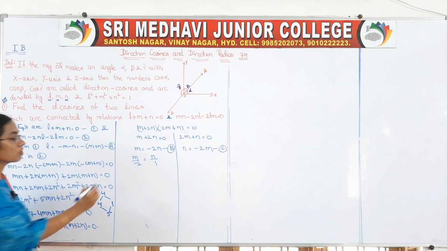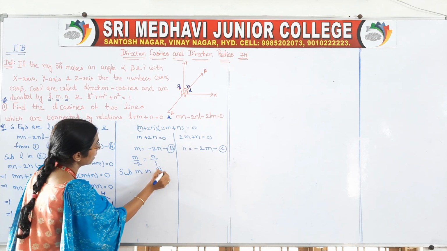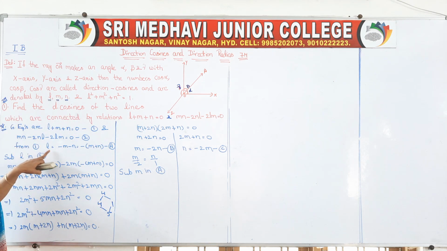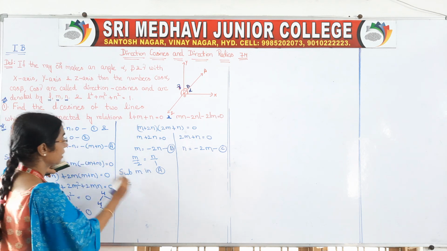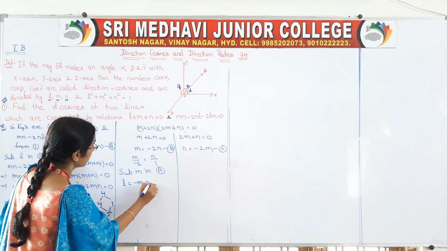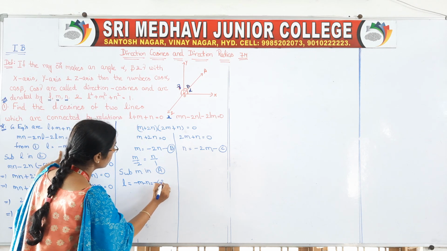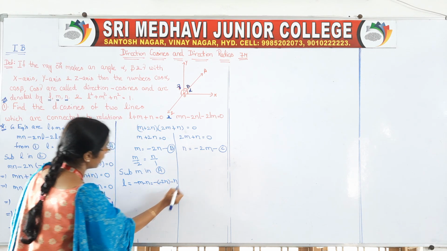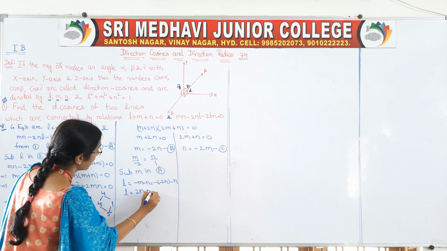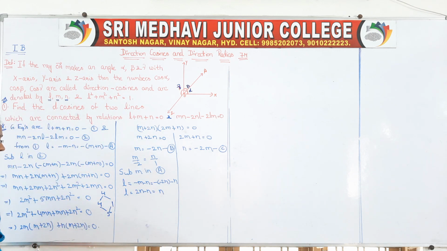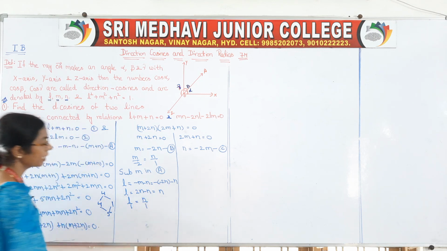Okay, so now substitute your m value in a. What happens? If you substitute your m value in a, L is equal to minus m minus n. We are substituting m value. m is minus 2n, so minus of minus 2n minus n. So L is equal to minus of minus 2n, plus 2n minus n, is equal to n. So you are having L by 1 is equal to n by 1.